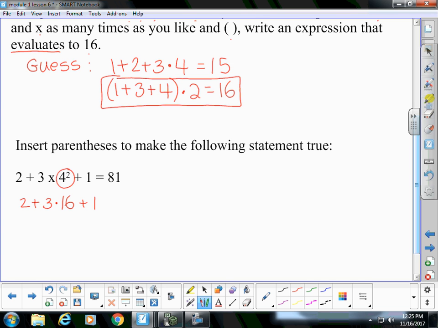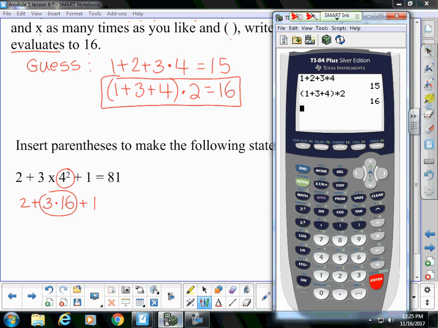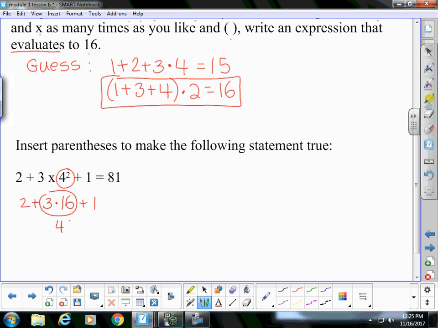And then you would do the multiplying, which 3 times 16, I believe, is 48. Okay, so that's 48. And then adding and subtracting, you just go left to right. So that would be 2 plus 48 is 50, plus 1 is 51. So it's not coming out to 81 the way that it is. So that's why they're saying, let's put some parentheses somewhere to make this problem come out right.